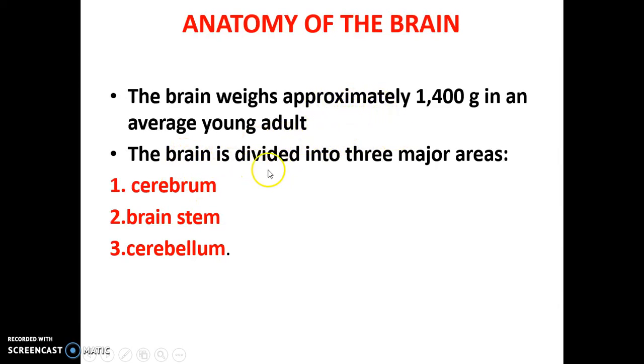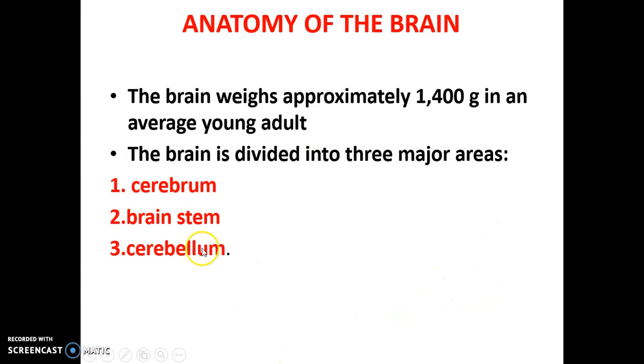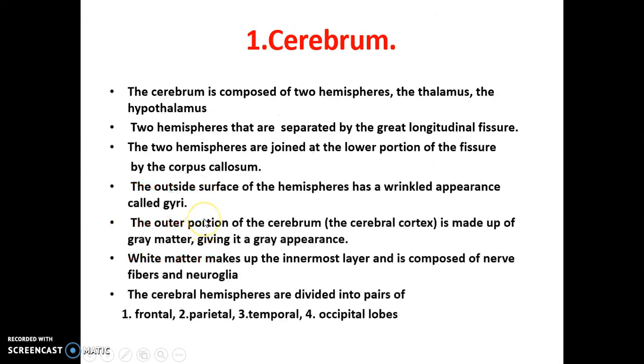The brain can be divided into three major areas: the cerebrum, brainstem and cerebellum. Here you can see the cerebellum, and the spinal cord is here. The brainstem is here, this is the cerebellum and this is the cerebrum. This entire area is called the cerebrum, then here are the cerebellum and brainstem. So these are the three parts of the brain.